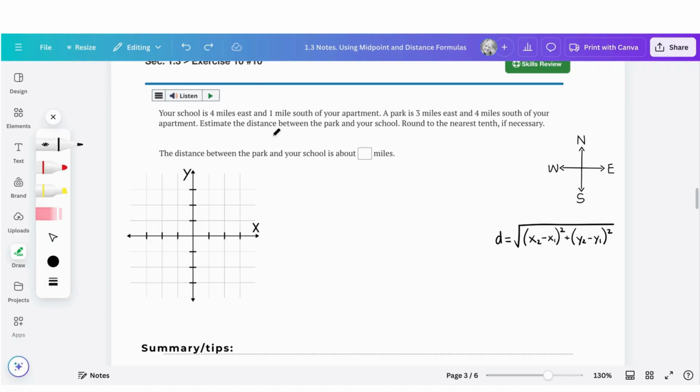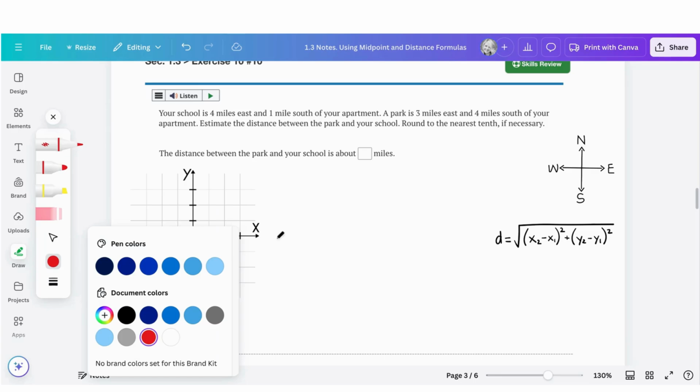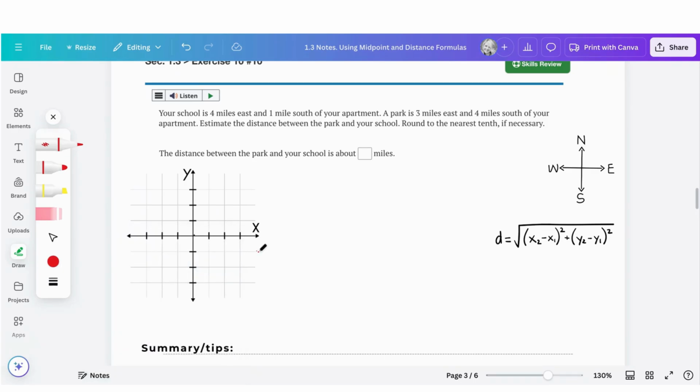So we're going to go ahead and use our coordinate plane here, and we are going to likely use the distance formula. I'm going to notate that our apartment is here at the origin, so right in the center. So the school is 4 miles to the east and 1 mile south. So we're going to go 4 miles east, 1, 2, 3, 4, and 1 mile south. And actually, I'm going to change my color so you can see that better. And that point right there, 4 miles east and 1 mile south, is going to be the school. That point location is at 4, -1.